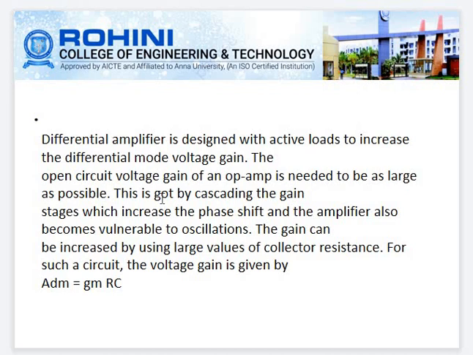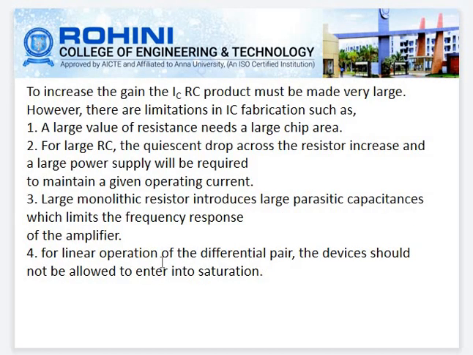The open loop voltage gain of an operational amplifier needs to be as large as possible. This is got by cascading the gain stages, which increases the phase shift, and the amplifier also becomes vulnerable to oscillations. The gain can be increased by using large values of collector resistance, and for such a circuit the voltage gain is given by differential gain ADM equal to GM into RC. GM represents the transconductance of the transistor. To increase the gain, the collector current and the RC product must be made very large.